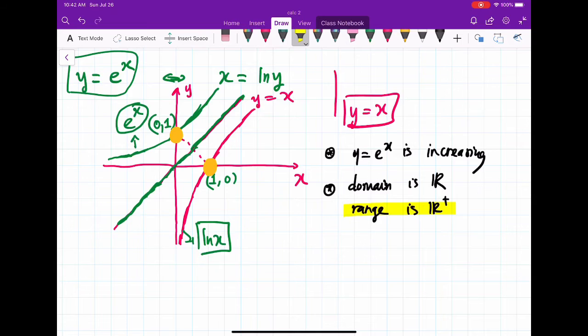Another thing is, since the function ln of x is increasing, our function is also increasing, as we have seen, and ln of x is concave. So that means e to the x is convex.